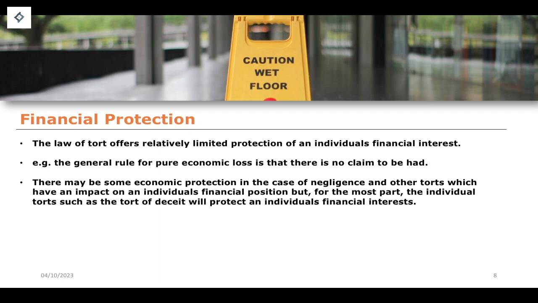Again, we'll get to all of this in future lessons' time, but for the most part, when we talk about financial interests, they are often attached to other interests that exist. So you'll find the protection of your financial interest may be attached to your protection from physical or personal injury, or even reputational harm, for example. And so as a result, financial protection is a thread that runs through many of the torts which we will be examining in more detail.